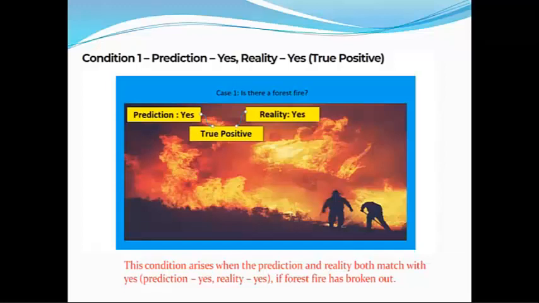Now, first condition. The first condition is prediction is yes. That particular device, suppose that device is predicting whether there will be forest fire or not. So the first condition is the prediction is yes, but the reality is also yes. Children, this type of question several times will come. So this condition is known as true positive.